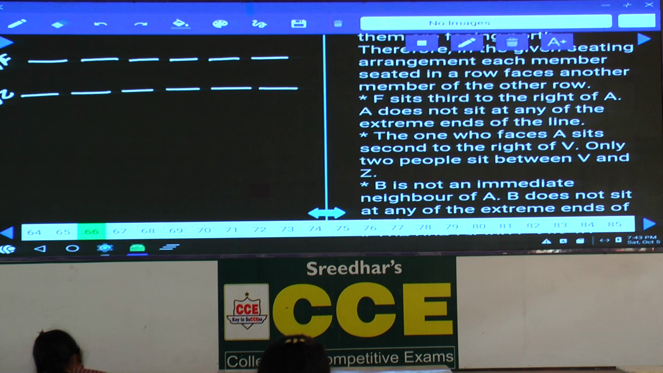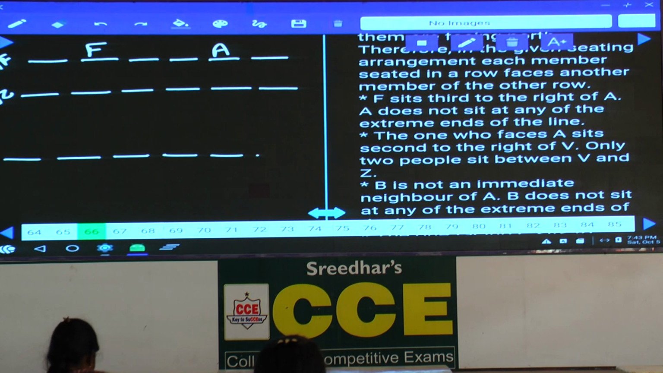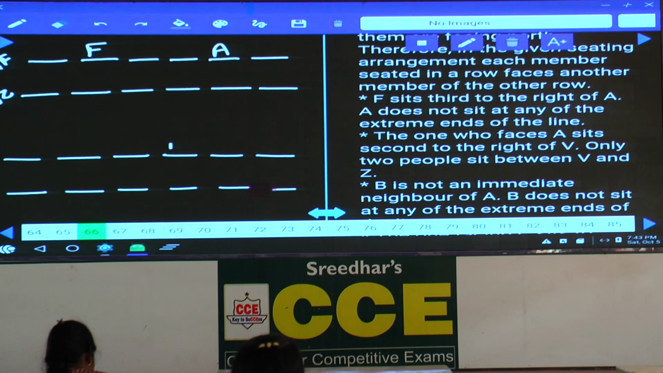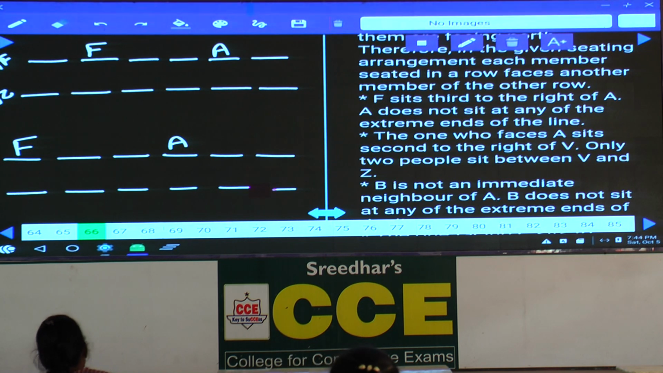Condition number 1: F sits third to the right of A. A does not sit at any one of the extreme ends of the row. If A is here, 1, 2, 3, F will be here, that is one possibility. Then what is the second possibility? A can be third from the right end, and if A is here, F will be here. There are two possibilities to this one.